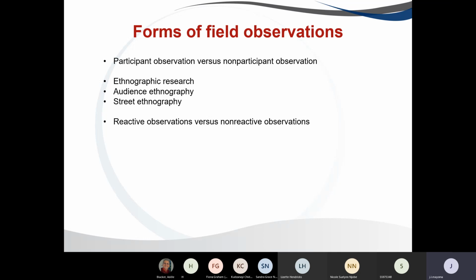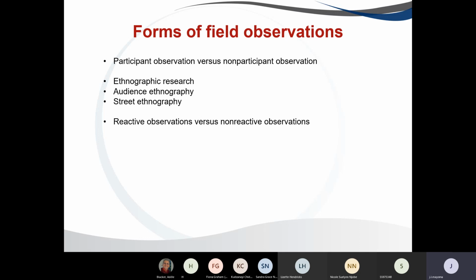Okay. And then we've got reactive observation versus non-reactive observation. I think these are variants of each other. Reactive observation is observation that influences the behavior of the people. Most of the time you can't really avoid it. We talked about the reactive effect, the Hawthorne effect. I hope we all still remember the Hawthorne effect: when people know that they are being observed, they tend to change their behavior.